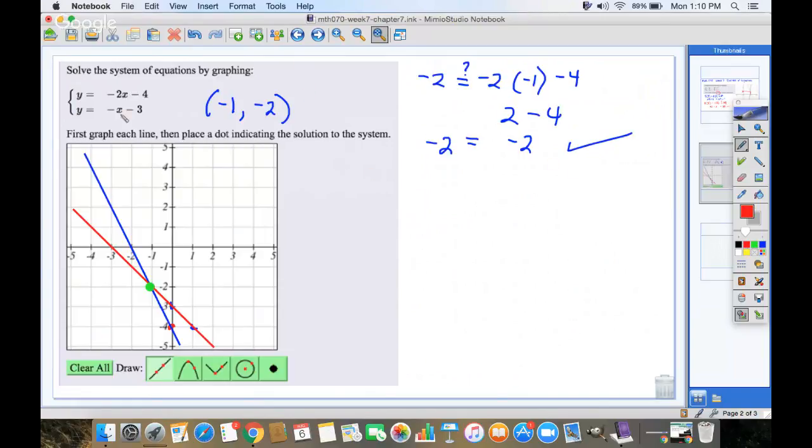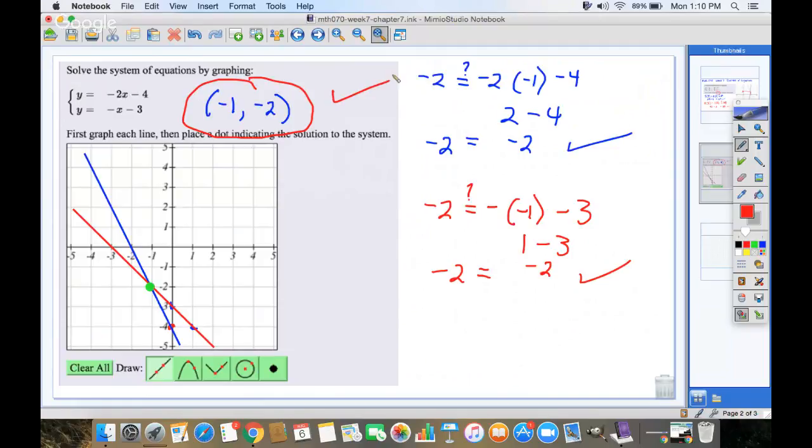Try the next one. y equals negative x minus 3. So we believe y is negative 2. And then we want the opposite of whatever x is, which we believe is negative 1, and then minus 3. So all we're doing is plugging in this x and that y into the equation. Then, we're hoping that's true, so we have to do the arithmetic. The opposite of negative 1 is 1. 1 minus 3 is negative 2, so I get negative 2 equals negative 2, which is a true statement. So I just confirmed by plugging in that this point that the graph showed me is definitely a solution to both equations. All right, let's try another problem.